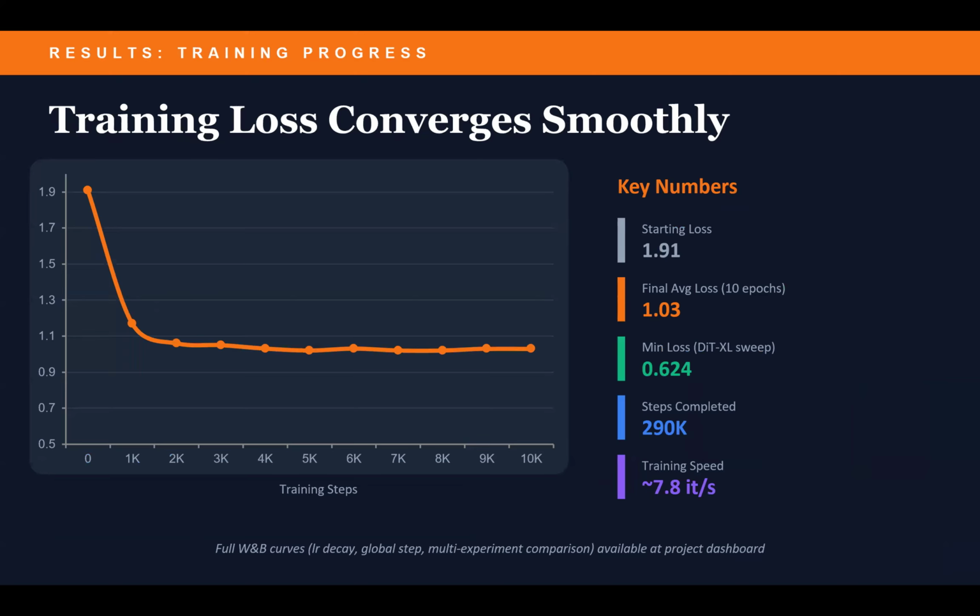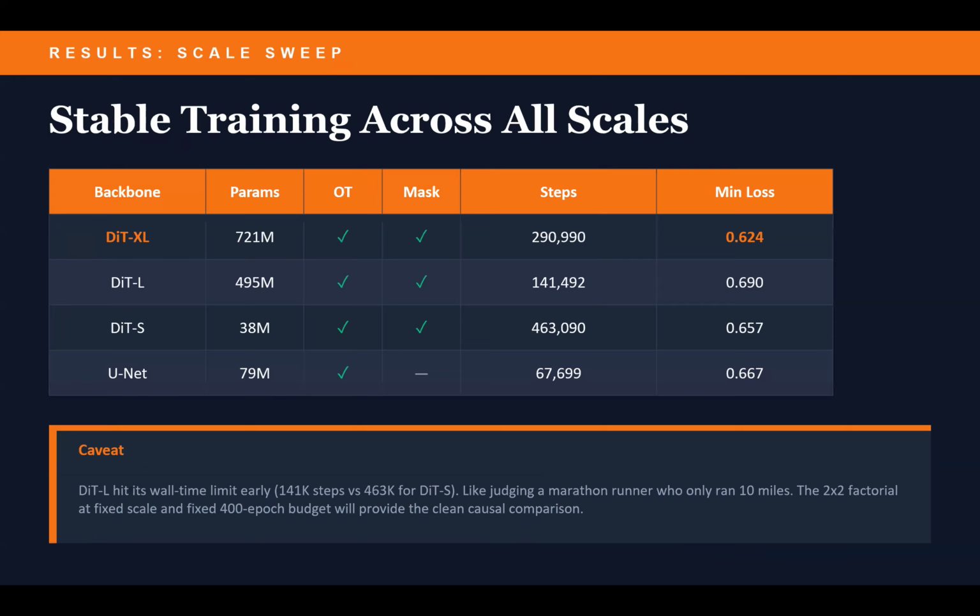Now we are going to talk about the training loss curve that we had over all the experiments. We started with 1.9, where we finally had a drop and we went down to 1.03 after the first 10 epochs, and our minimum loss was 0.64 over the 290K steps that we had completed, at 7.8 iterations per second training speed.